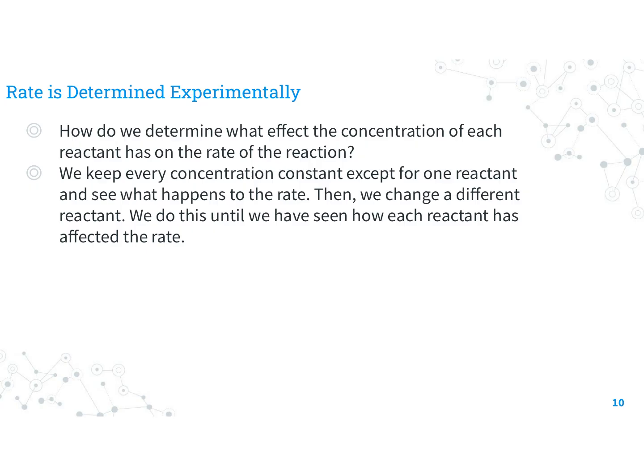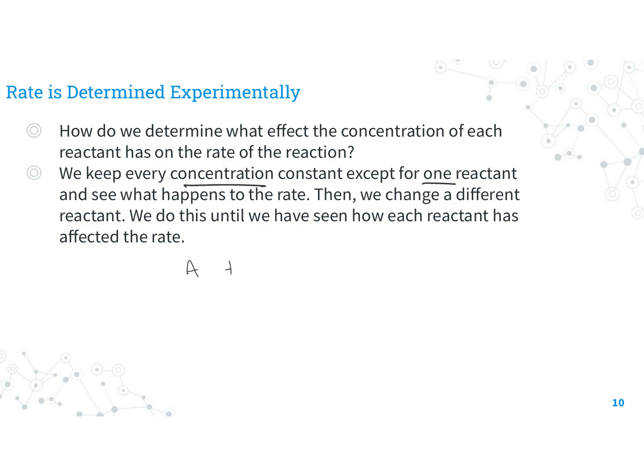Now, in an actual experiment, if we're trying to determine the rate of a reaction, what we'll normally do is we'll just change the concentration of a reactant in the reaction. That will typically change the rate of the reaction. So what we do is we keep every concentration constant, except just one. We'll change one, and then we see how the rate changes, and then we'll change each and every single reactant. And we'll do this to see how each reactant affects the rate.